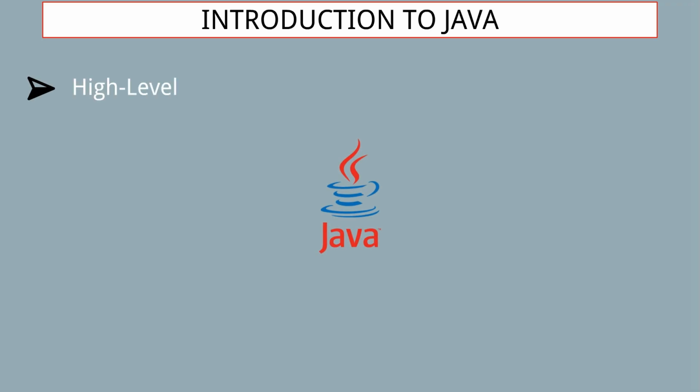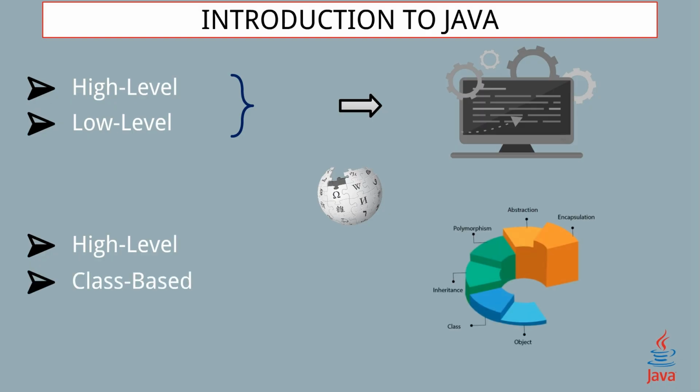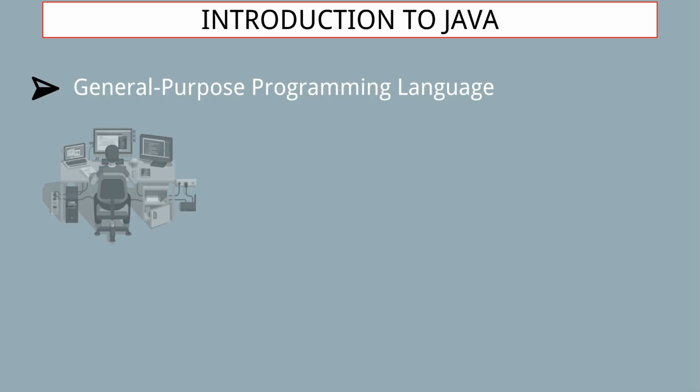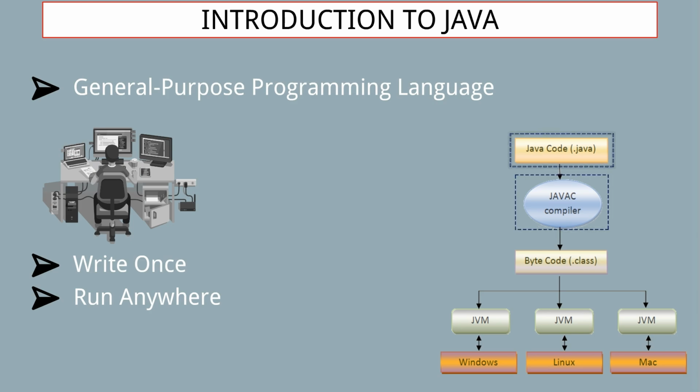Previously, we covered high-level and low-level programming languages and the purpose of each language and its applications. So now, let's start with the definition. As per Wikipedia, Java is a high-level, class-based, object-oriented programming language that is designed to have as few implementation dependencies as possible. It is a general-purpose programming language intended to let programmers write once, run anywhere, meaning that the compiled Java code can run on all platforms that support Java without the need to recompile.